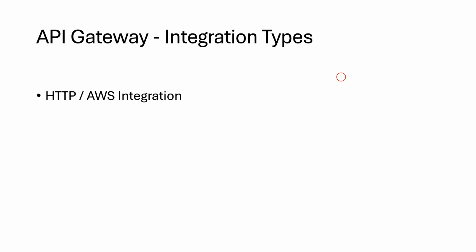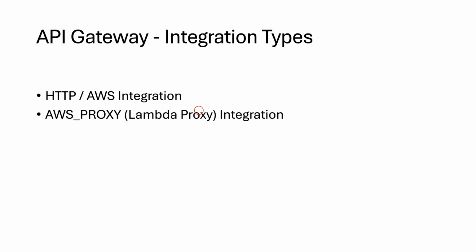HTTP or AWS integration. This is the most common integration used around the world, where we use some existing HTTP endpoints or we use some AWS service. It may be Lambda, it may be SQS, it may be SNS or a Step Function, any other AWS service. And the second one is AWS proxy, that is Lambda proxy integration.